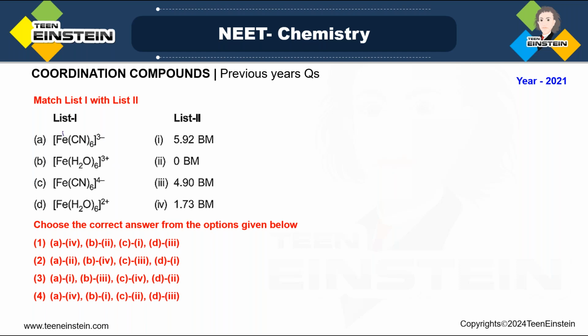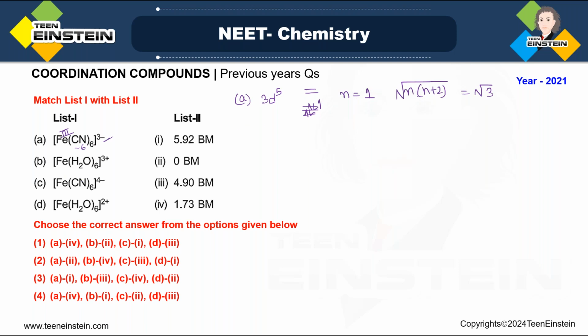For the first complex here, the oxidation state of iron is Fe3+, because a total of 6 negative charge is coming from CN, 3 negative extra. That means it must be Fe3+. Now when it is Fe3+, it is a 3d5 system. But cyano is a strong field ligand. So how will we arrange all the electrons? It should be like this. So here we have a total of 1 unpaired electron. Following this formula, it will be root of 1 into 3, that means root 3.